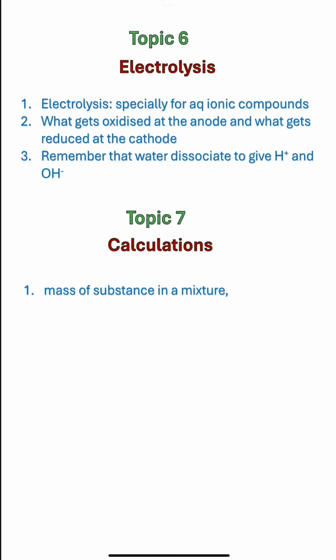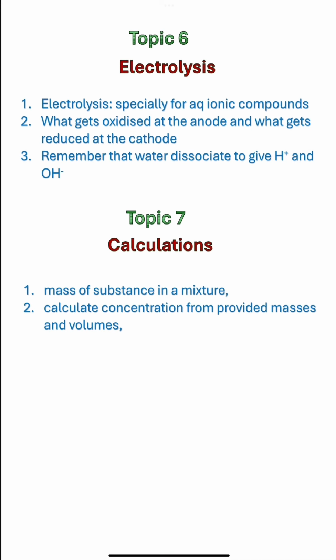Topic 7 is calculations, or amount of substance. So there are a lot of calculations in your exams. And the most common questions about calculation would be to calculate the mass of a substance in a mixture, or to calculate the concentration of a substance in a solution. The concentration will be either in gram per decimeter cubed or mole per decimeter cubed, and they usually will provide you with the mass and the volume.